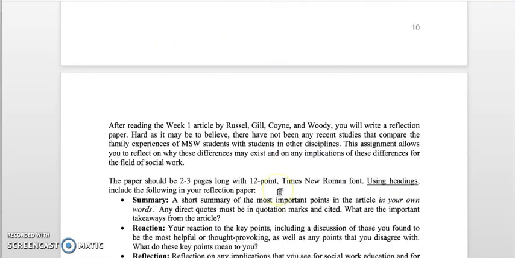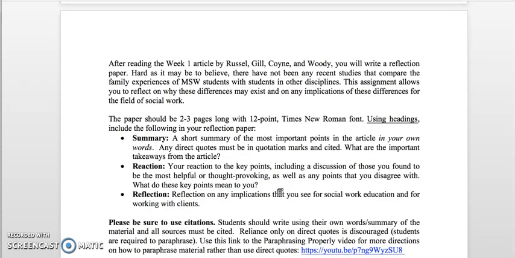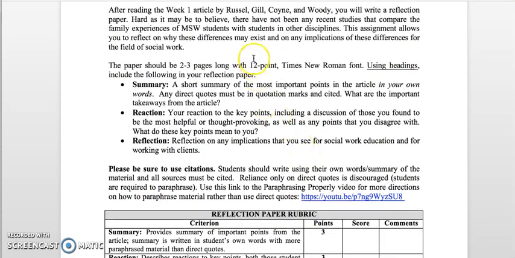All right, the reflection paper: you will have to read an article by Russell, Gill, Coyne, and Woody. You will then read through it and write a paper 2 to 3 pages long, first summarizing the important points in your own words. Try to use very few direct quotations. Then give your reaction to those key points: what do you think about it? And then your reflection on any implications that you see for social work education and for working with clients. Fairly standard reaction and reflection paper in the context of this work.